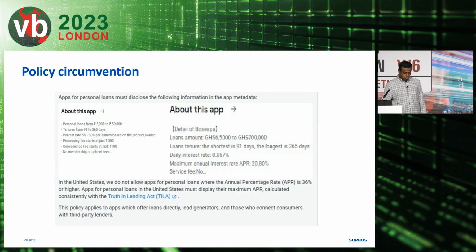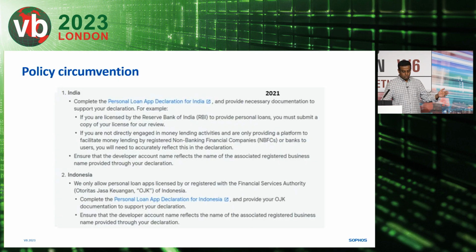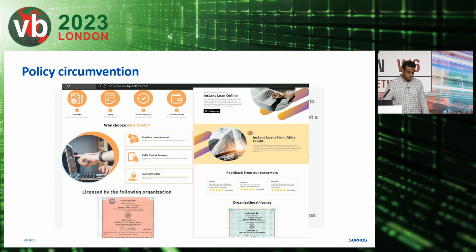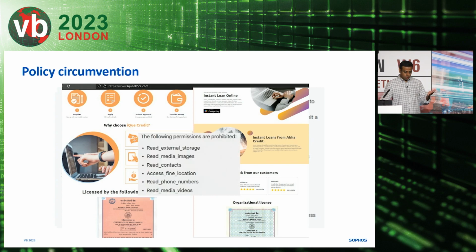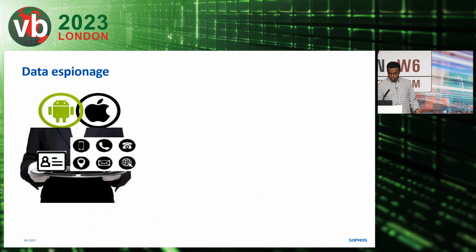When it comes to policy circumvention, like I mentioned earlier, what you see on the Play Store page is not enforceable. It says 91 days, but actually it's a lot more than this. Later, India, the Philippines, and other countries put restrictions on them using banking certificates and restricted permissions, but later they couldn't do it because they were using fake information.